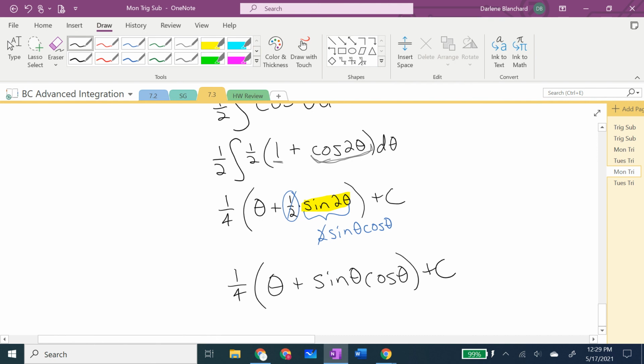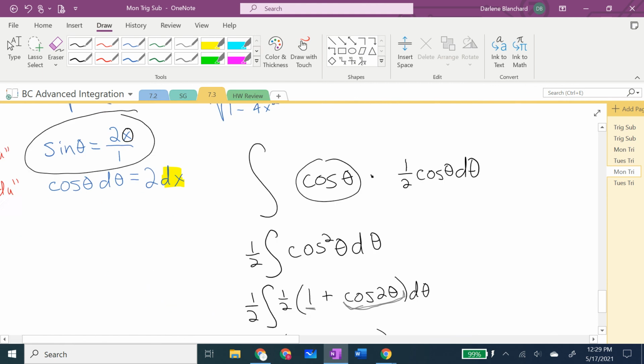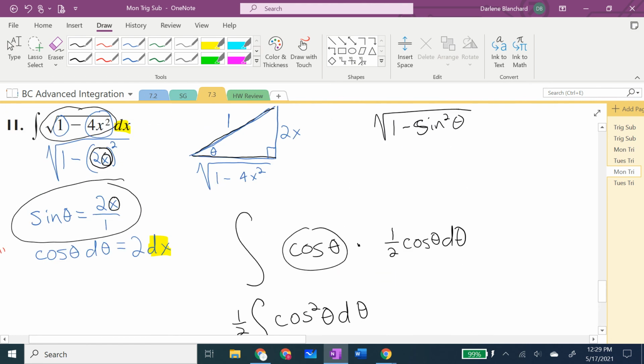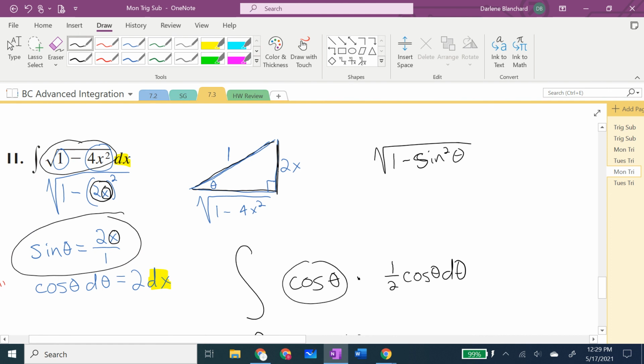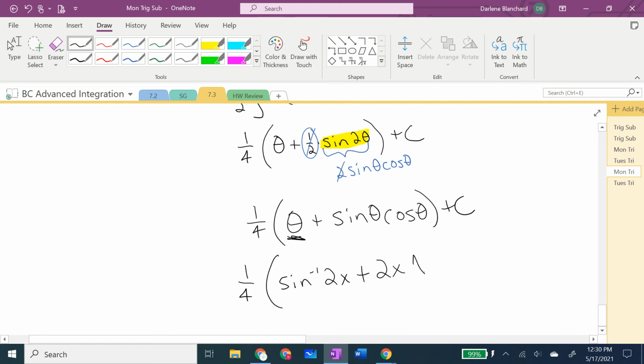And then let's get that right triangle back. But when you see the lone theta, you want to use the inverse of your original u choice. So that means the inverse sine of 2x. And then the triangle: sine theta times cosine theta. So my sine theta is 2x. My cosine theta is the square root of 1 plus 4x squared.